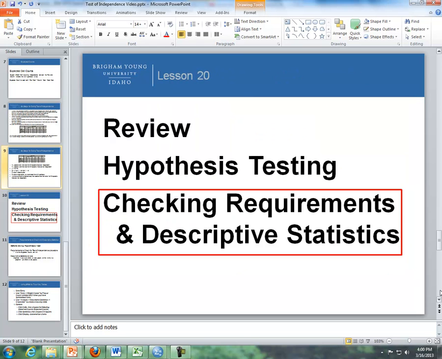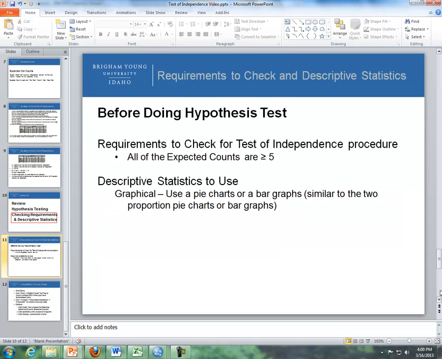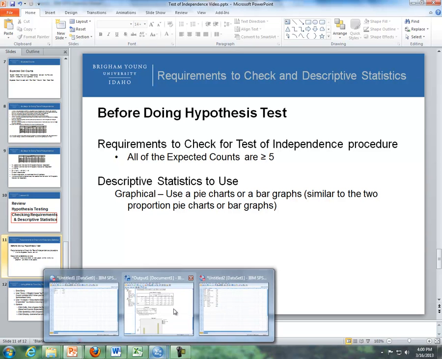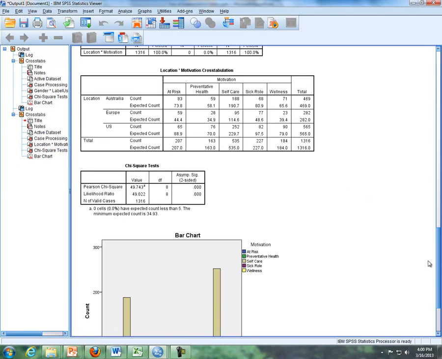Okay. Now the last item is checking requirements in descriptive statistics. So checking requirements is basically that all the expected counts are greater than or equal to 5. Okay. So that's the restriction, even though we can have as many rows, as many columns as we want, but in order to do a test of independence, we need to have all those expected counts being greater than or equal to 5.